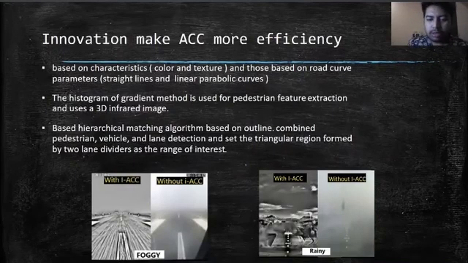On a rainy day you can see the clear path of the road. Without ICC you can't see anything.